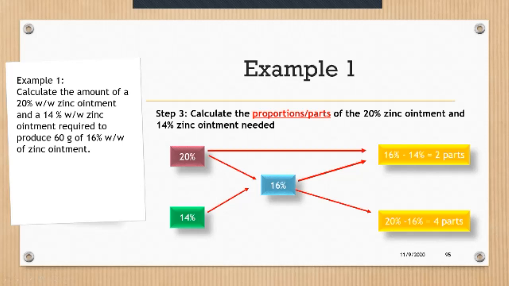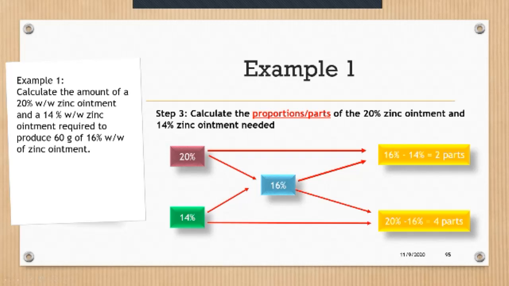You now go horizontally. So you move from here to here, and this is telling us that I'm going to use two parts of the 20% stock. Similarly, for the 14%, you go horizontally straight across to here, and it means that I'm going to use all of 4 parts of the 14%.